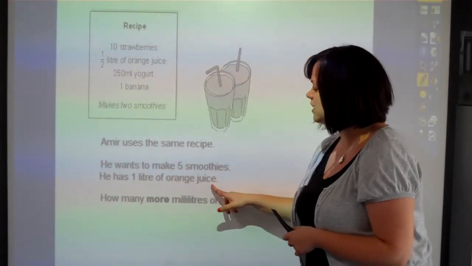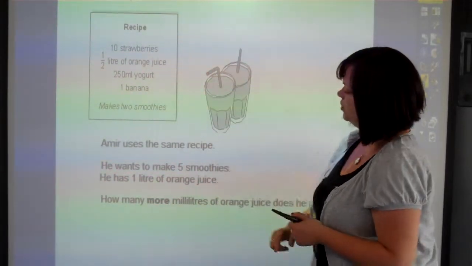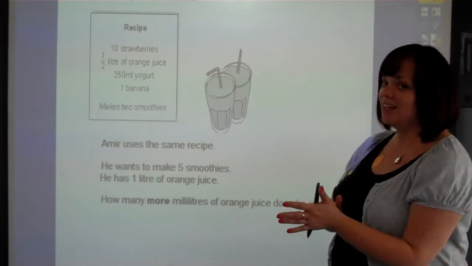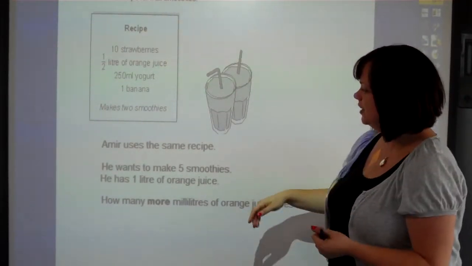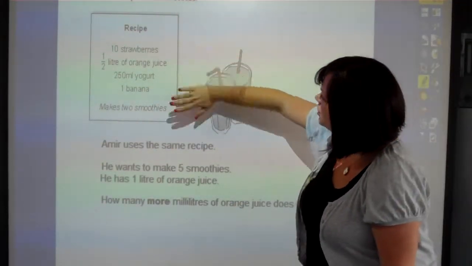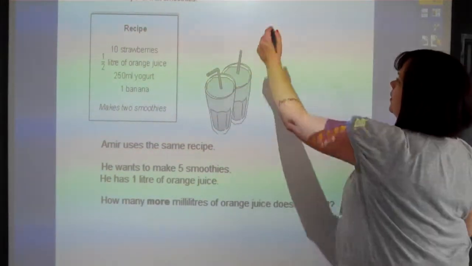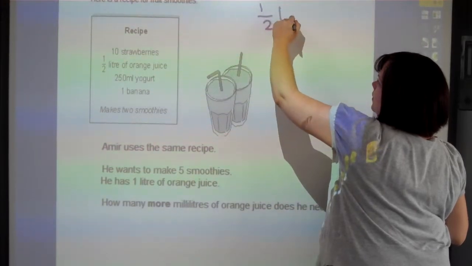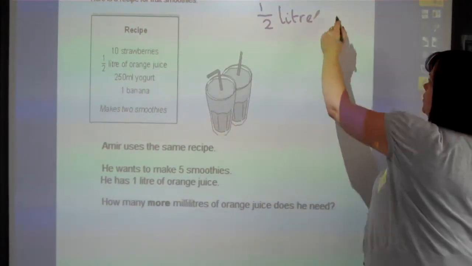He has 1 litre of orange juice. How many more millilitres of orange juice does he need? So again, they're asking you a millilitres and litres question, as well as a ratio question. They're very sneaky like that. So in the original recipe for 2 smoothies, you've got half a litre. Half a litre, okay, makes 2 smoothies. He wants to make 5, doesn't he?